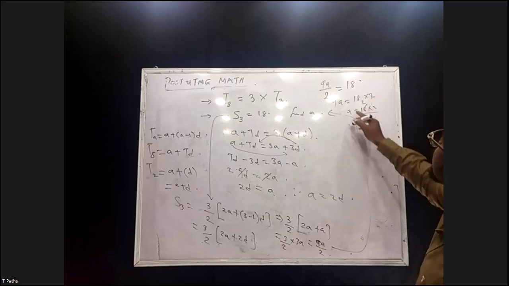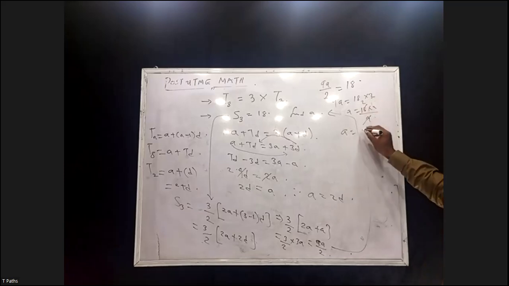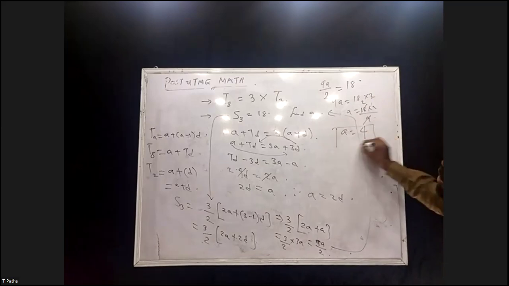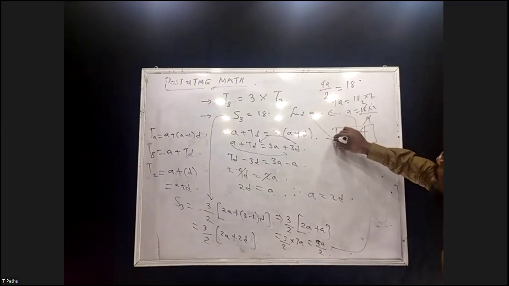This will give me this. So what do I now have? A equals 2 times 2, 4. So now I've gotten my first term. It's even the first term that they asked me to get.